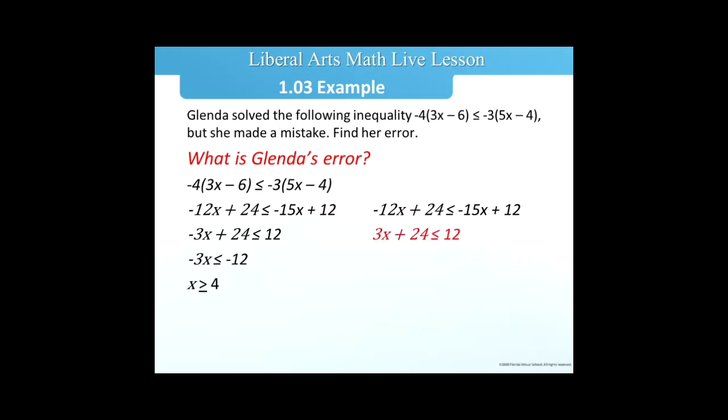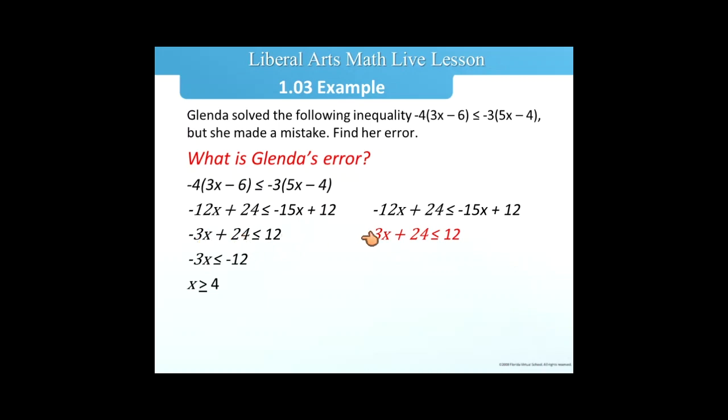The next step, Glenda needs to move that 15 over to the left side. So when she moved that 15 over, it's a -15, so she has to add it. So since she has to add it, -12 plus 15 gives us a positive 3x. And we can see here this was the mistake because she kept it as a -3.